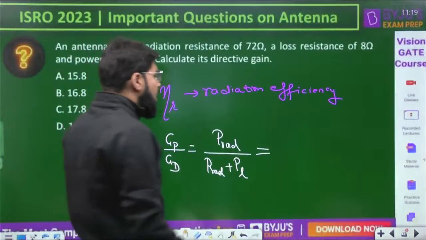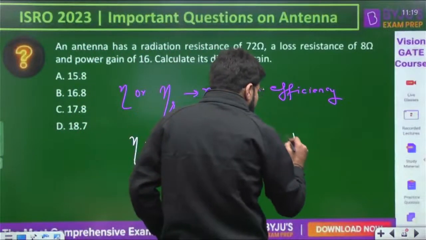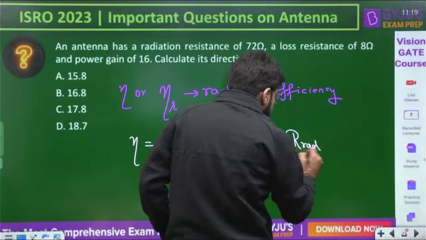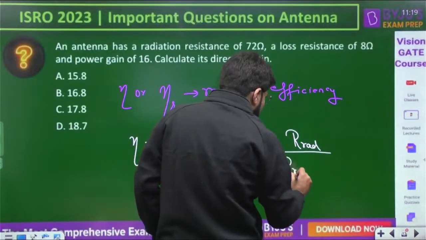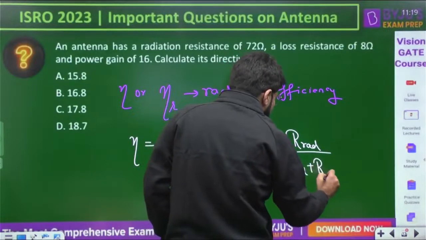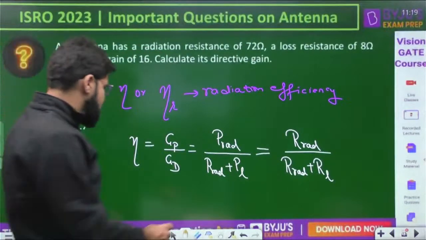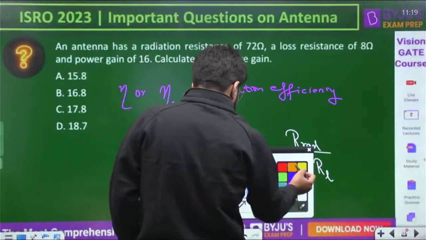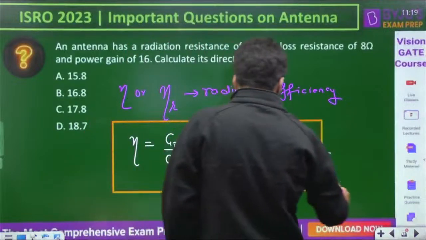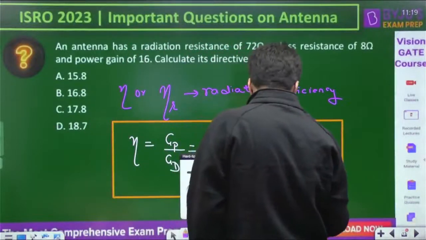So what is supplied to the antenna and how much it is radiating to the free space, that is the efficiency. Again, writing power is equal to half I square R. The formula also comes in terms of R rad. Half I square cancels, so it is R rad divided by R rad plus RL, where RL is known as the loss resistance. Okay? So you must please note down this one.